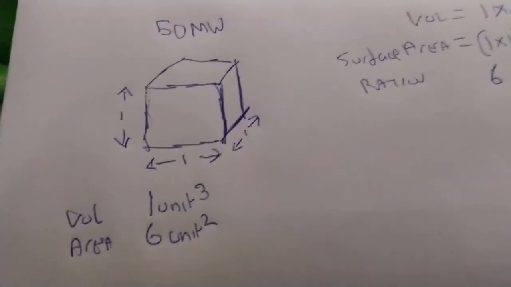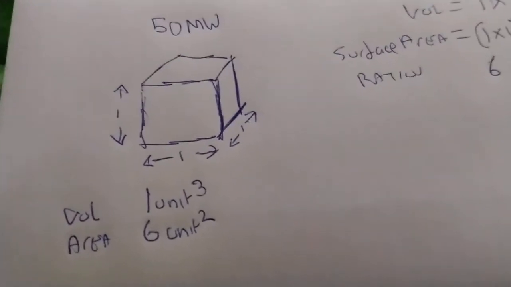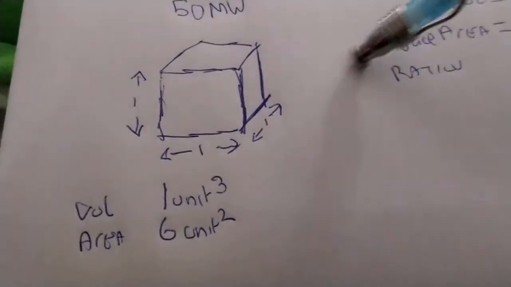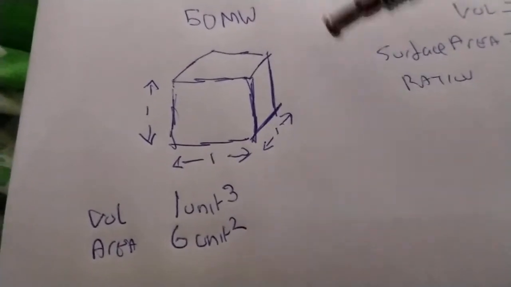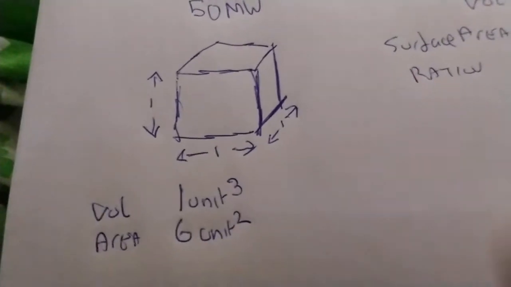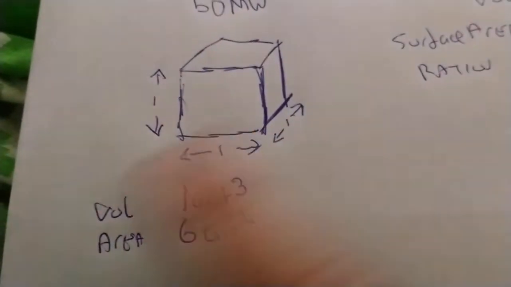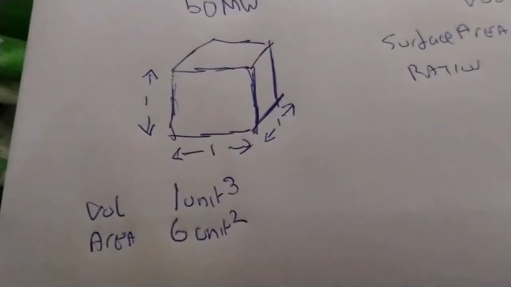Right, okay, a short one. Let's say that this is a 50 megawatt nuclear reactor designed for submarines, and it's 1 by 1 by 1, right, in size. So what does that mean?